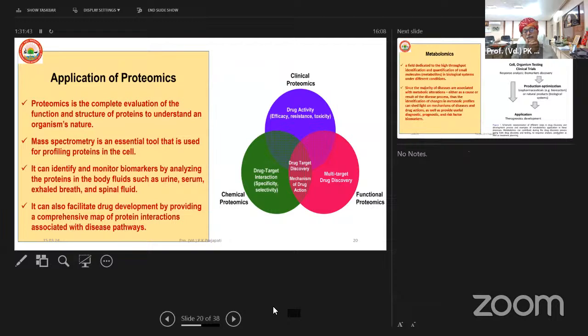Okay. Efficacy, resistance, and toxicity. Functional proteomics is multi-targeted drug discovery. Drug target discovery and mechanism of drug action are also very important. So drug target interaction, specificity, and selectivity by chemical proteomics. So many scientists are working on this.